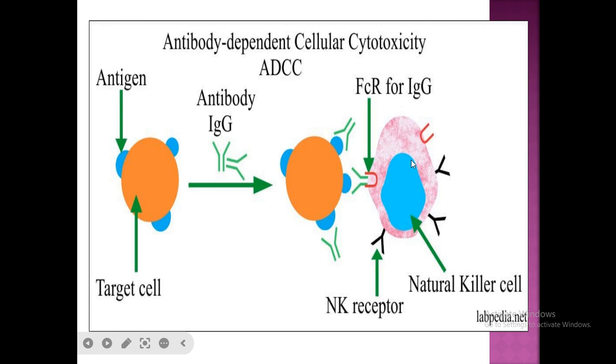So, these are the natural killer cells. When they bind to the target cell, they will be destroying the target cell. Natural killer cells will be activated and they will be destroying the target cell. It leads to cytotoxicity.